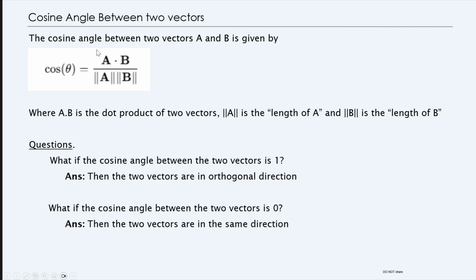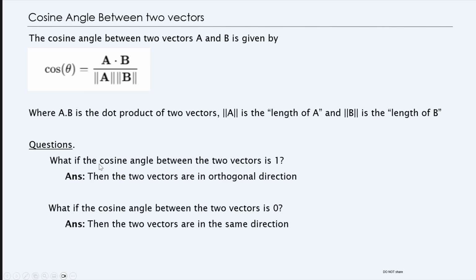The cosine of the angle between two vectors, which is very important for finding the angle between two documents, is given by the dot product of A and B divided by the size of A times the size of B. So the size of A is the length of A, the Euclidean length, and B is the length of B.